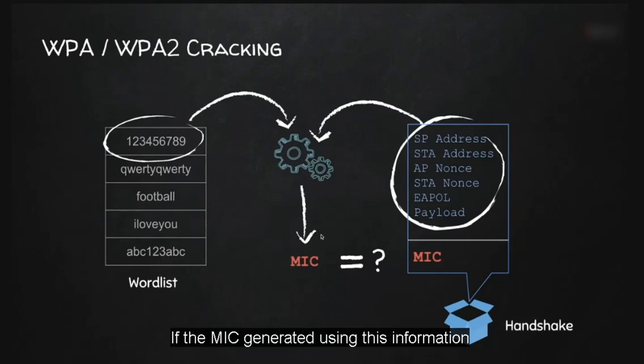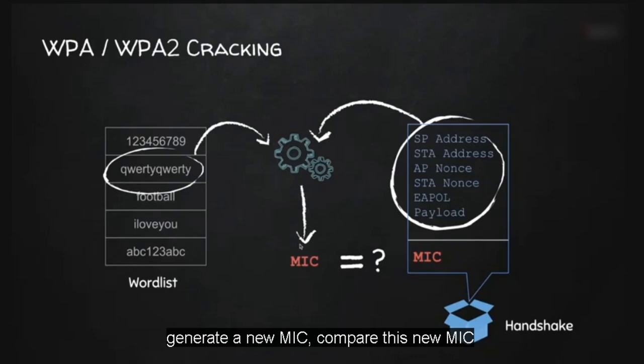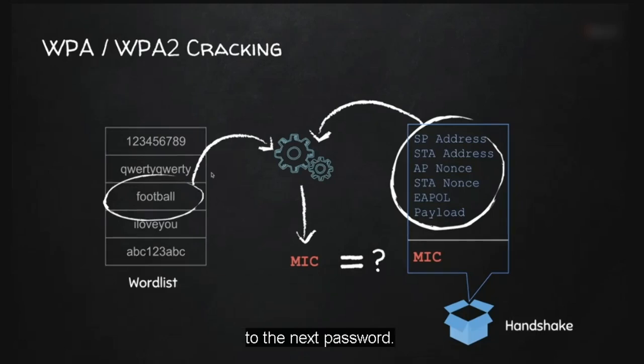If the MIC generated using this information plus the first password is the same, then the password used to generate this MIC is the password for the network. Otherwise, this password is wrong, and it'll move to the next password. Again, it'll do the same. It'll use all of this information combined with this password, generate a new MIC, compare this new MIC to the one that's already in the handshake. If it's correct, then this is the password. If it's not, then it's going to move on to the next password.